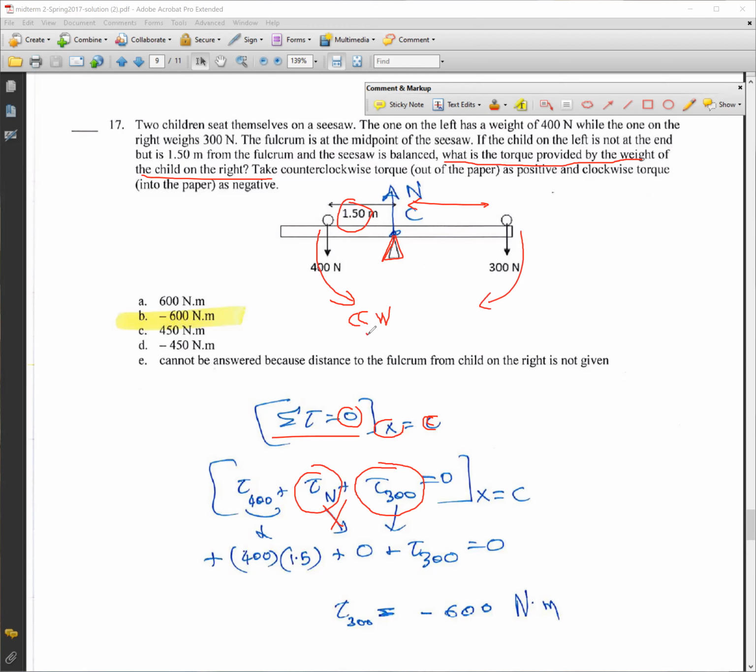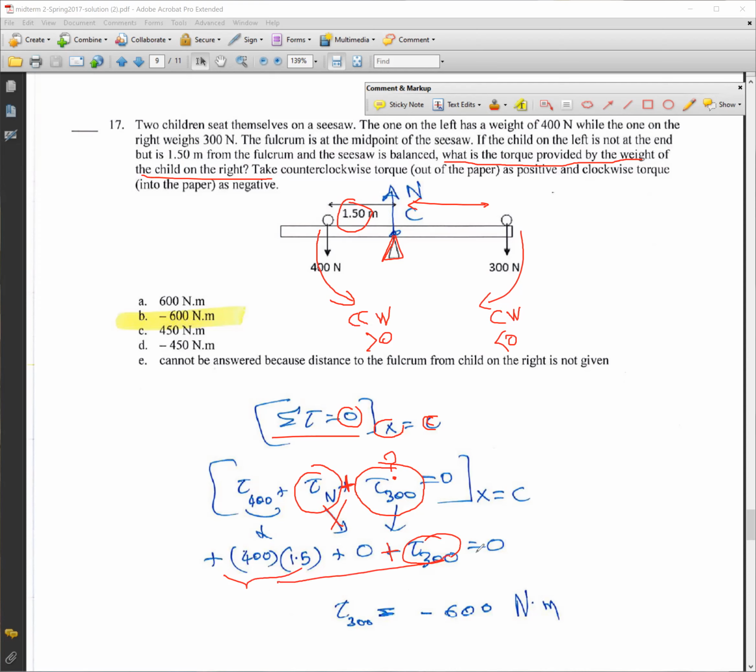So here, for the counterclockwise, I'm taking it as positive. And for the clockwise, that's for the child on the right, I'm expecting this to be a negative torque. So when I do that, again, I'm looking for this torque. This is unknown. I just put a plus here, but I'm expecting it to be a negative value. Again, it's still a plus here, torque due to the 300. I'm putting a plus, but when I end up with a value, I'm sure I will end up with a negative sign. So here you will see 400 times 1.5.